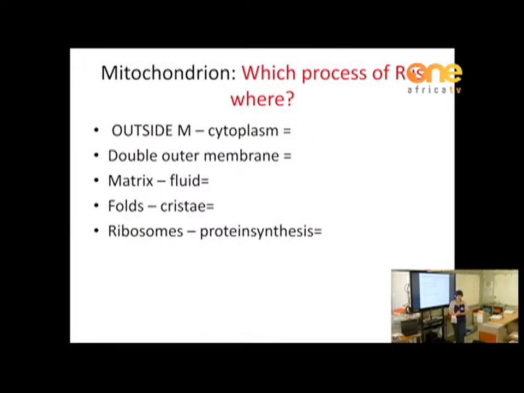Now, these 3 steps are taking place in different parts of the mitochondria. I'm going to show you a picture where everything happens so that you can find out which process of respiration is where. So we are just going to see where each step is taking place. If you want to start searching for the answer, page 302, you can start looking there. Did you finish copying the slide?